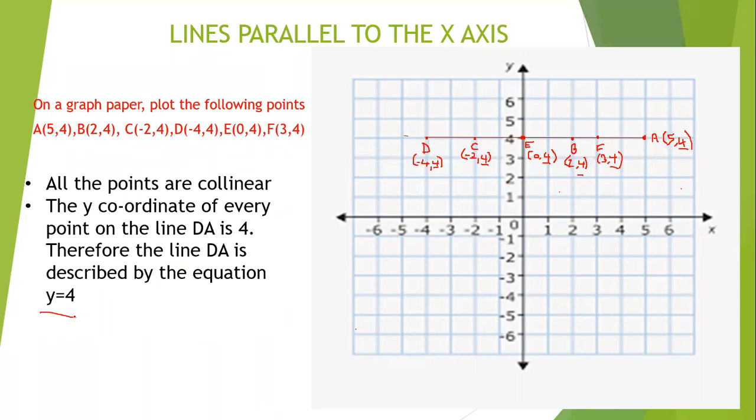Okay, so whenever you have to describe any line by an equation, you can describe it in this manner. In simple words, you have to see this line. This line is passing through which coordinate? It is passing through 4, right? Now, this 4 is on which axis? Y. So, you can write the equation of this line as y equal to 4.